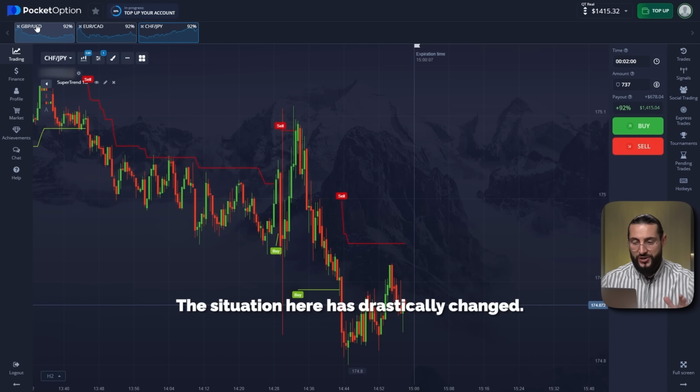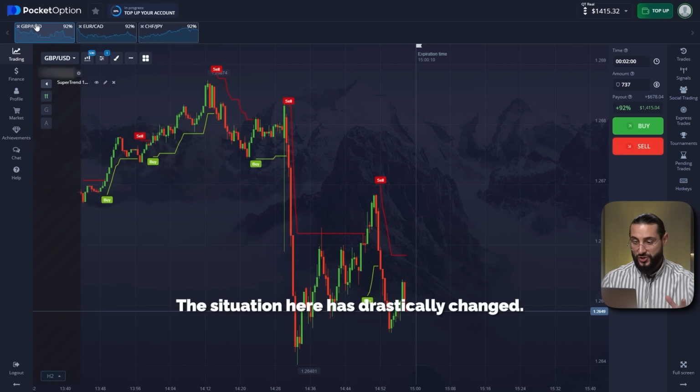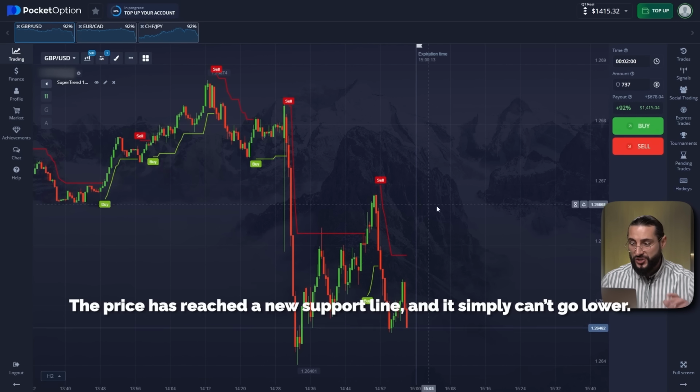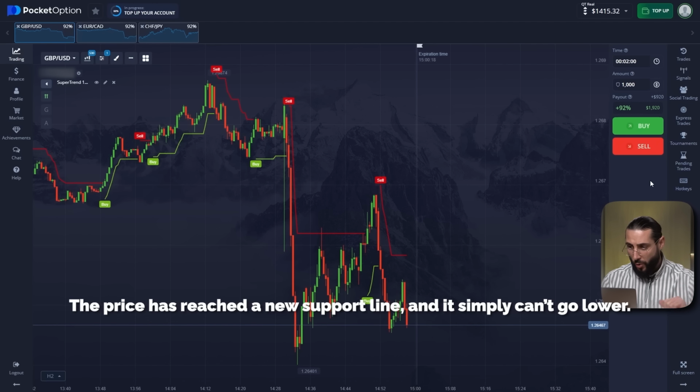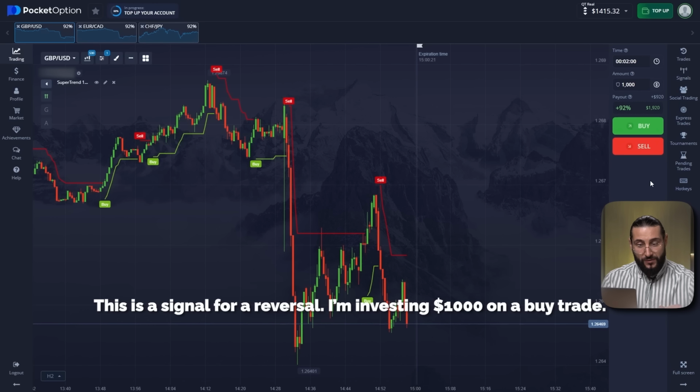The situation here has drastically changed. The price has reached a new support line and it simply can't go lower. This is a signal for reversal. I'm investing $1,000 on a buy trade.